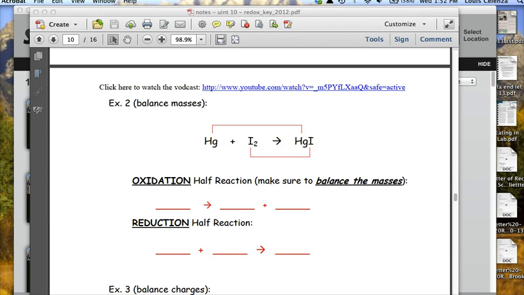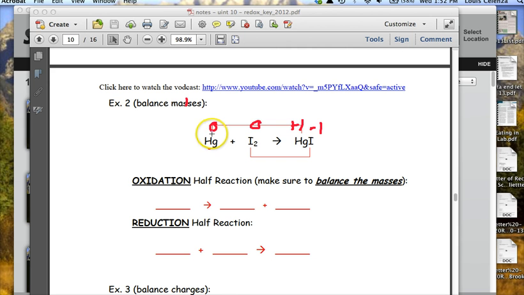Okay, here's another example. And I'm probably not going to go through all of them, but all right, this is a synthesis reaction. That's a 0 because it's by itself. That's a 0. Iodine, when it's in a binary compound, is -1. Mercury is going to be a +1. So let's see what happens.